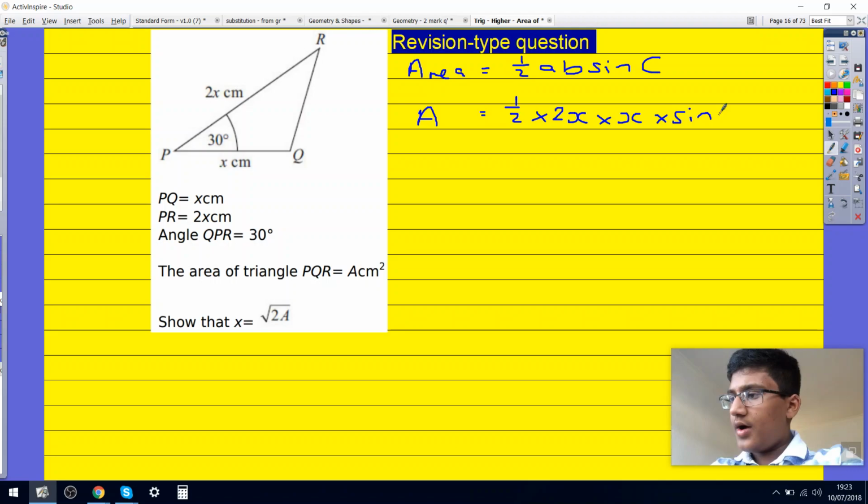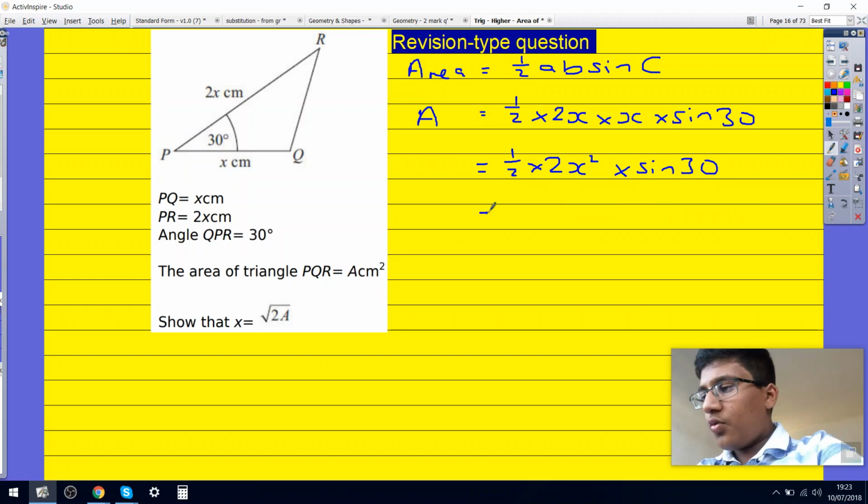And then we'll just simplify. Hold on. I don't believe it's equal to a squared. They said it's equal to a, yeah, centimeter squared or just a. Okay, sorry, yeah. So then that's just a. So that would be a half, 2x squared times sine 30 equals a. And so we want to get the x on its own here.